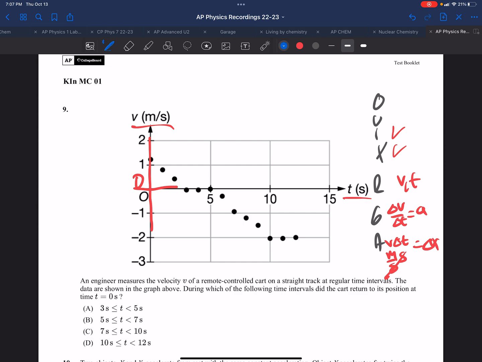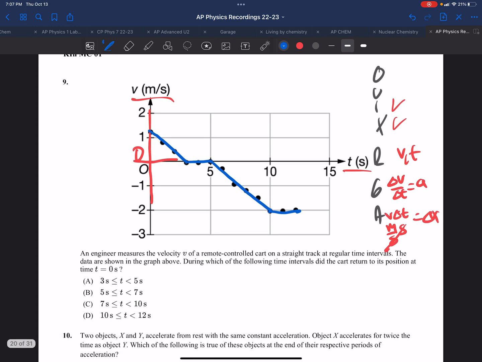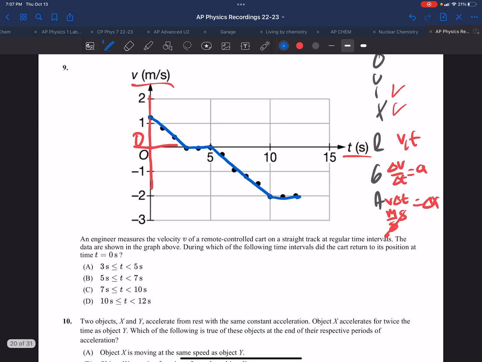Now, if we see the forest for the trees here, we can see the curve is kind of doing this, and then this, and then this, and then this. All the variation where it's not on is a little bit of uncertainty from experimental data. All right, so now, the velocity of a car on a straight track at regular time intervals. So what this shows is it's got a velocity, and it's moving in a positive direction.